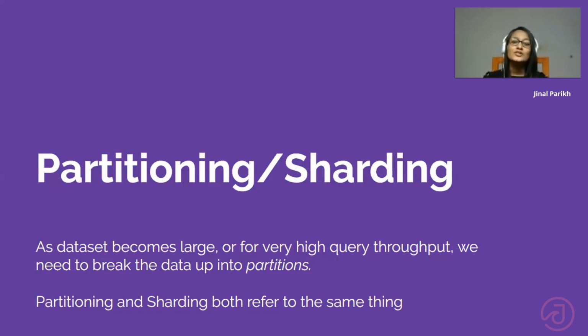Next is partitioning or sharding. As we saw in our application, as our data set becomes large, or for very high query throughput, we break the data up into partitions. What this means is, let's say you have your data in one database, you break it into pieces so that each row or record that you have goes to exactly one partition. Partitioning and sharding both refer to the same thing and can be used interchangeably, and I will use these two terms interchangeably in this talk.